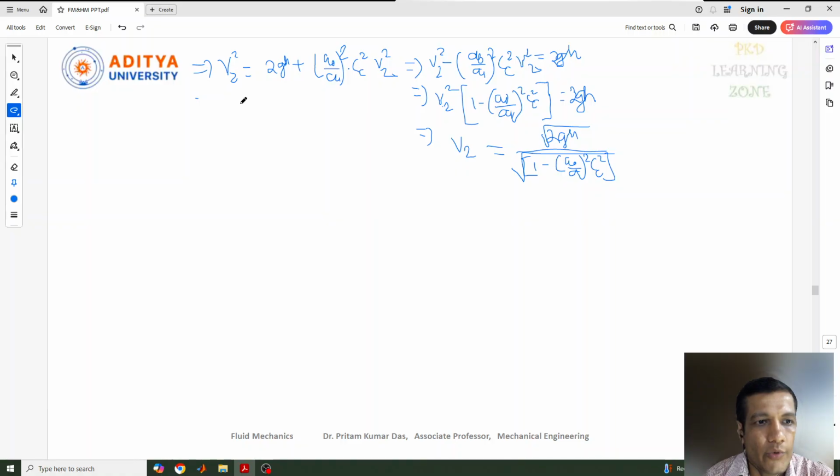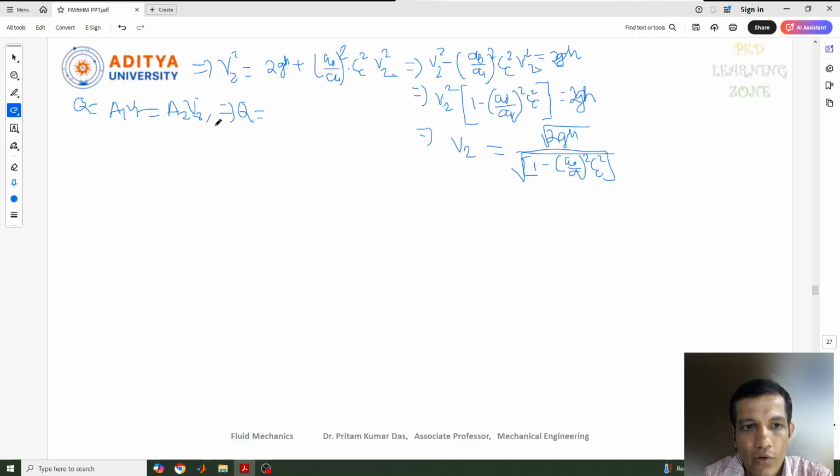Now again, what is our final aim? Our final aim is to find out the discharge. So discharge, we know that Q equal to a1 v1 equal to a2 v2. Any of the terms we can consider here, either a1 v1 or a2 v2. So what I'll do, I'll write Q equal to, let me consider a2 v2. So here in the v2 term, I can put this value. So what will we get finally here?